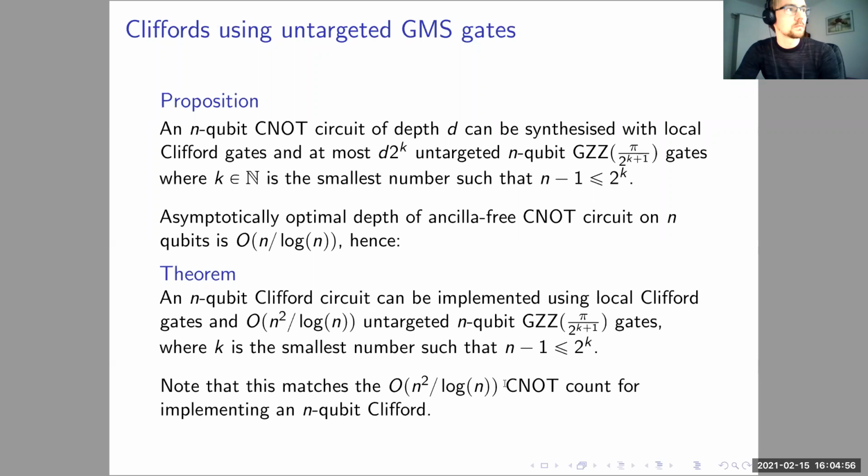And perhaps there is some information theoretic argument for why you shouldn't be able to do better than this number. I know there is this argument for CNOT count, but maybe there's a similar argument for why you shouldn't be able to do better with global gates. Okay, so this is the Cliffords using untargeted gates.